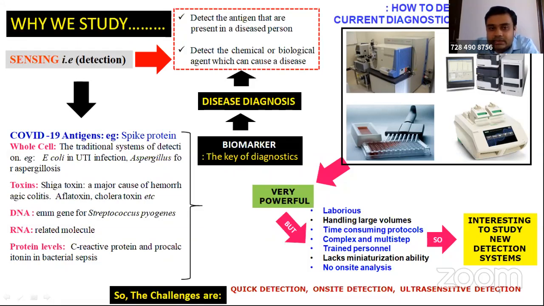So there are two aspects now. One aspect is to detect that antigen or detect the molecule that is present in a diseased person. Like everybody is going for a COVID-19 test, right? They are going to check the antibody presence. Or else you detect a chemical or a biological molecule which can cause a disease. For example, mercury, you can detect mercury also. It can cause Minamata disease, right?